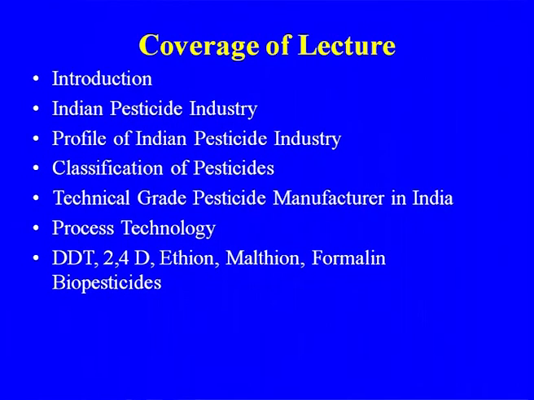Then the technical grade pesticides manufactured in India, their list, the raw materials and the processes involved. Some of the important pesticides we are using are DDT, although DDT is banned, but we will still discuss it as we are still making DDT; 2,4-D, which is a herbicide; ethion; malathion; formalin; biopesticides; and also benzene hexachloride, the gamma isomer of benzene hexachloride, Gamexane, which we use in large amounts. So, we will be discussing these things. Let us discuss the general pesticide.